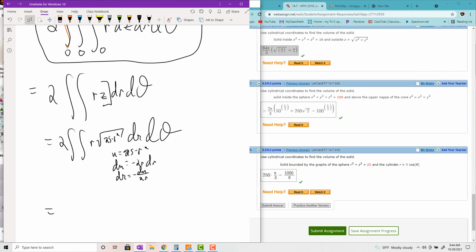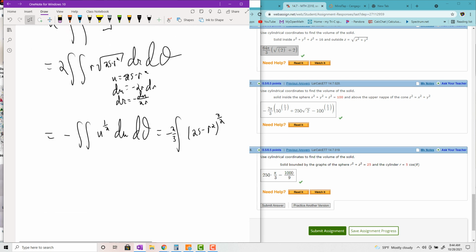So you can factor out a negative 1/2. It's the negative of the double integral, the r's will cancel, and then you just have u to the positive 1/2 du d theta. And then power rule to integrate the u. Back subbing, I get 25 minus r squared to the now 3/2 times 2/3. I'll pull out the 2/3.